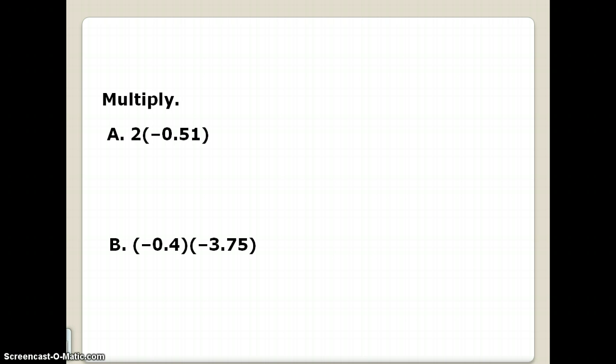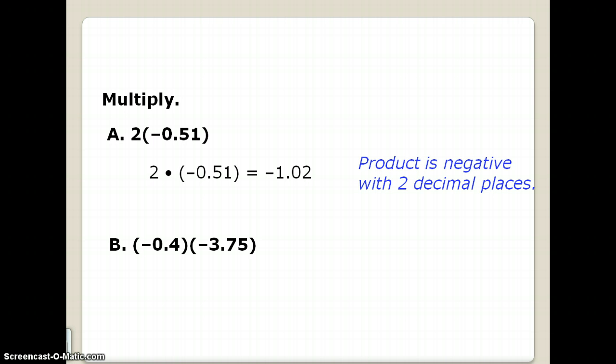For decimals, you can use lattice multiplication, you can use the old school multiplication. It doesn't matter to me. If we need to multiply 2 times -0.51, we know a positive times a negative is a negative, so we put that down right away and we don't have to worry about it. If you just multiply 2 times 51, you'll get a number. You move the decimal 2 spots to the left from where it was on the end, and you have your value. So negative 1.02.